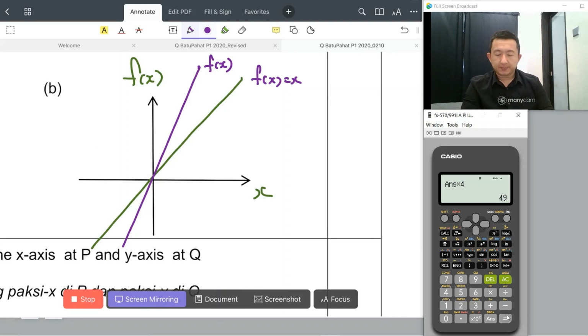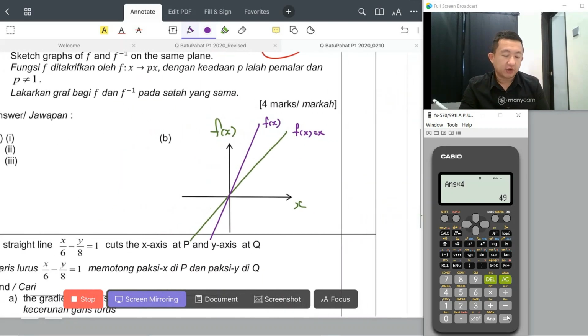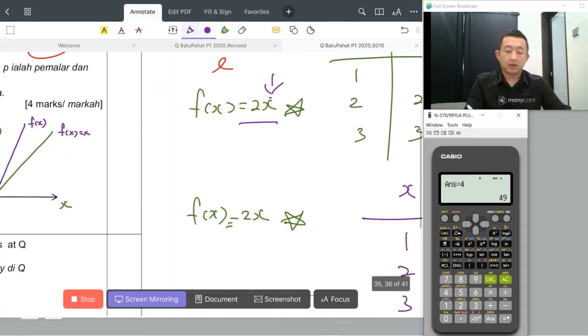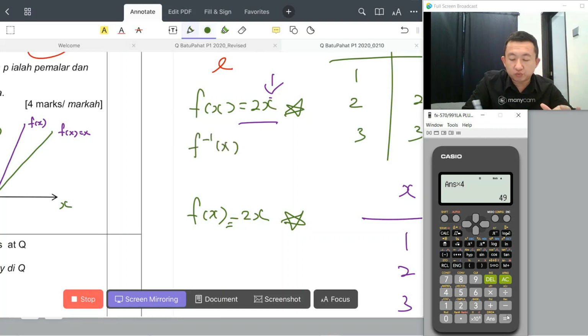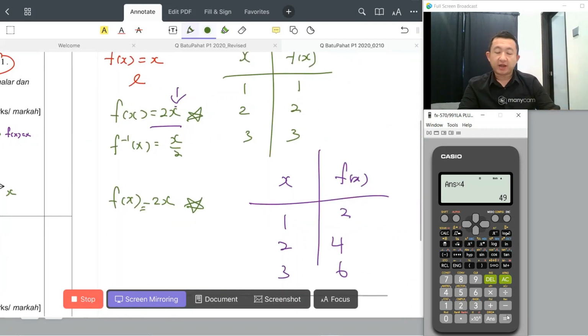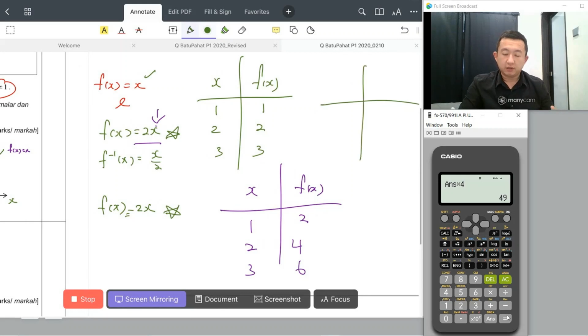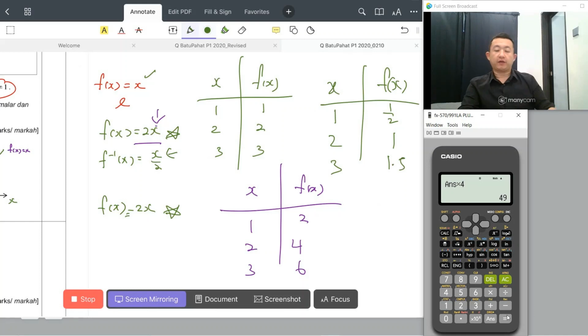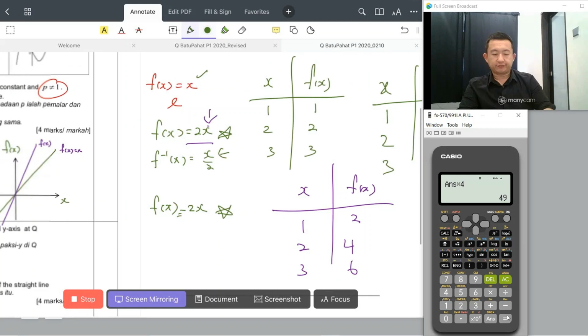And then, you need to label another function for f inverse. Let's say f(x) equals 2x. f inverse x will be x over 2. So if they have x over 2, another graph here, x, f(x). When I have 1, put in here, I have 1 over 2 for f(x). I have 2, I have 1. I have 3, I have 1.5. So 1, 0.5, 2, 1, 3, 1.5.